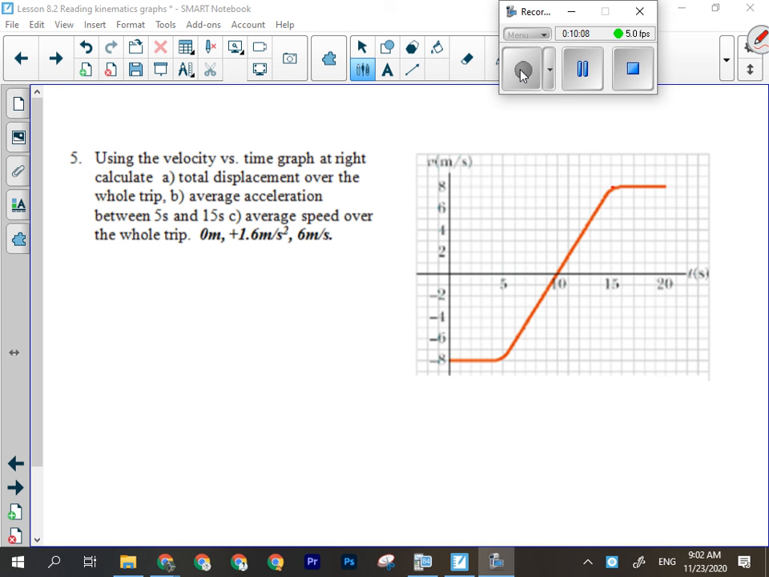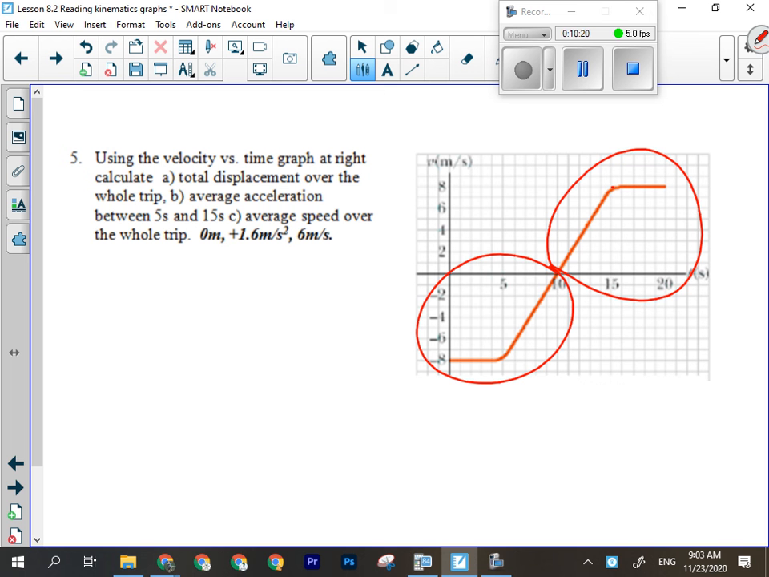Okay, so when I look at this graph, without doing anything, just looking at it, I see that this half of the graph that's all negative looks identical to this half of the graph that's all positive. So I just recognize from that pattern that the displacement here must be 0. Right? Now I can show that mathematically if I draw in those boxes.